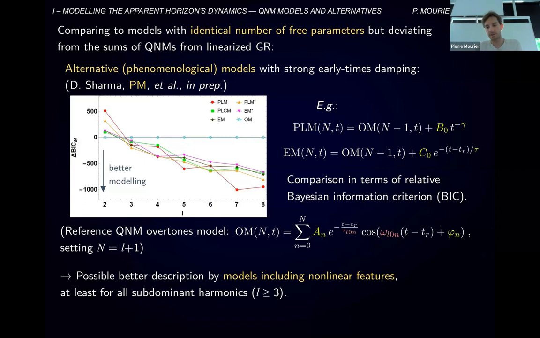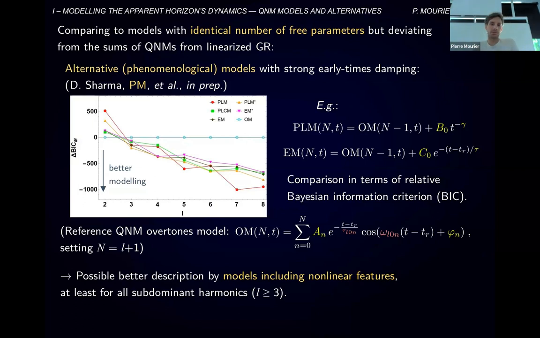For instance, one can just try to let the frequency and damping time of the last tone be free, and we found that this typically shows no particular preference one way or another with respect to just quasi-normal modes with fixed GR frequencies at the same number of free parameters.